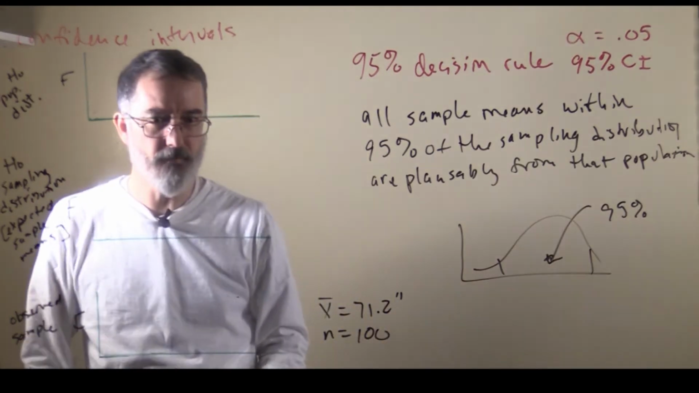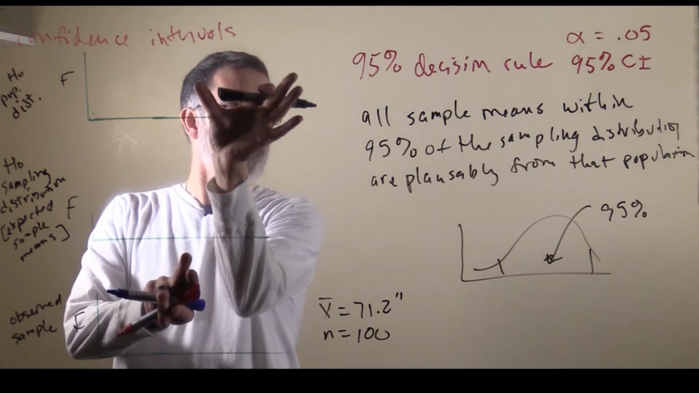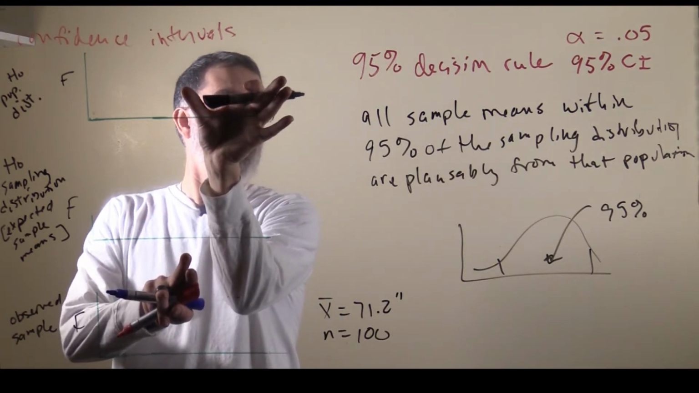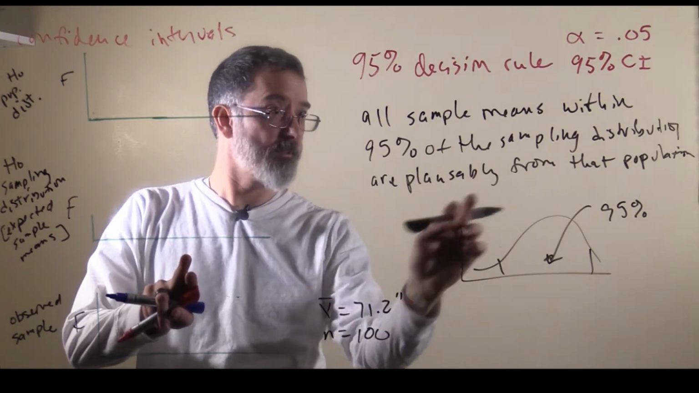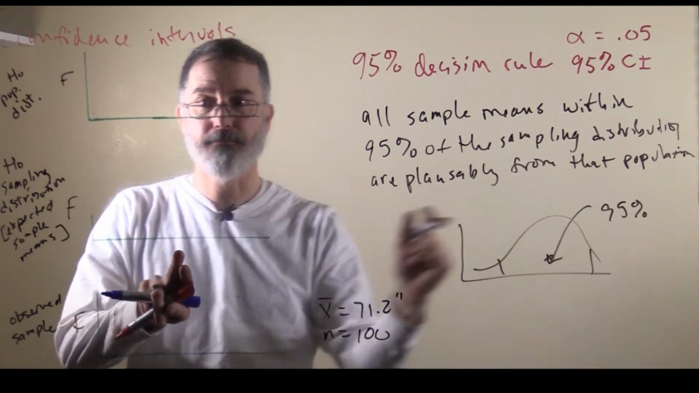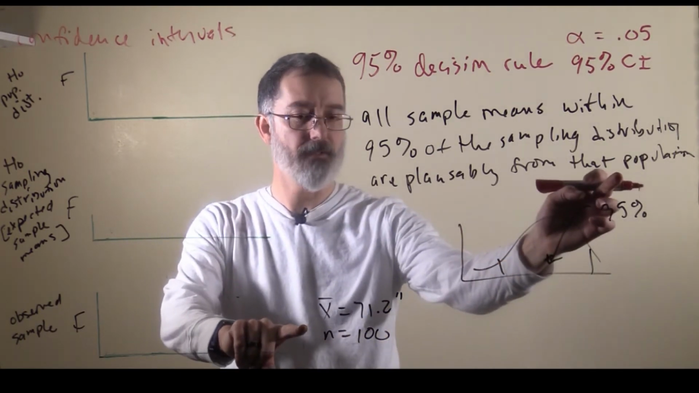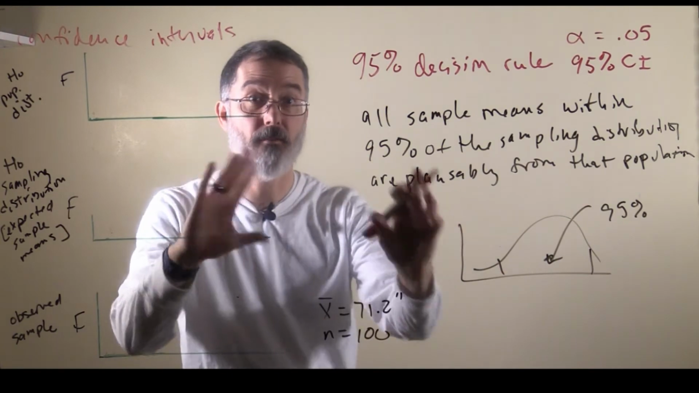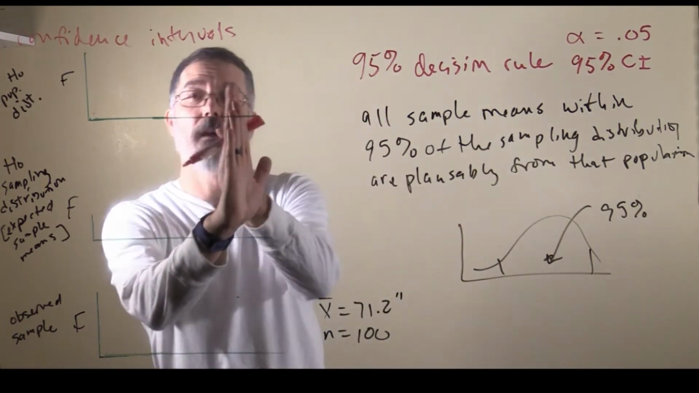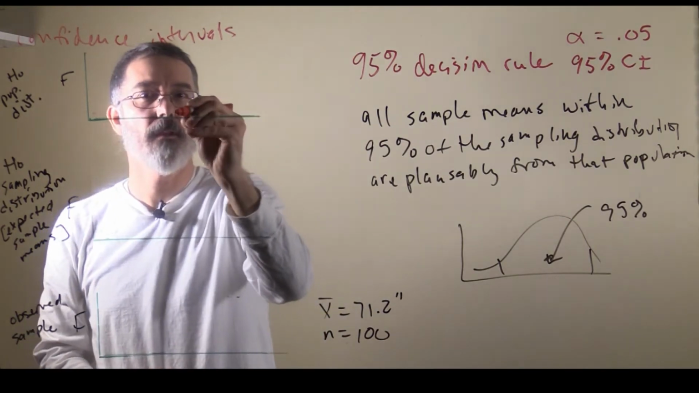All right, so now what we're going to do is figure out what kinds of populations produce sampling distributions where it's plausible our observed sample is from that population. There's going to be a whole range of populations that have our sample mean as a plausible value. So what we want to do for this confidence interval is find the edgemost populations.